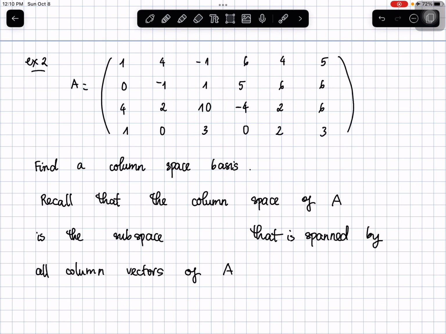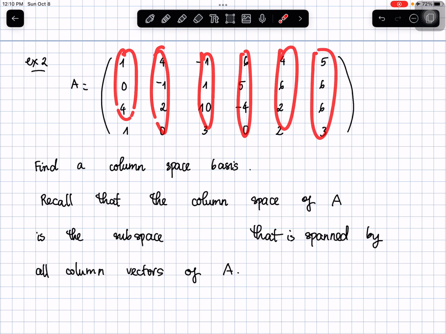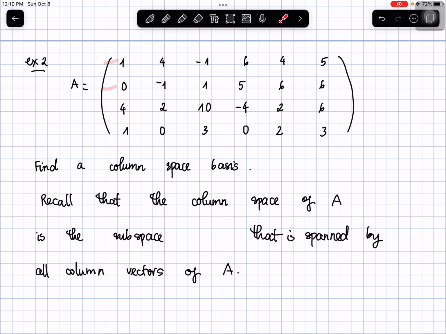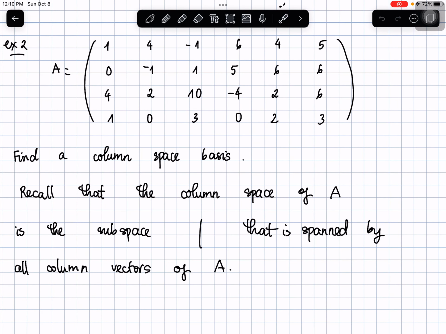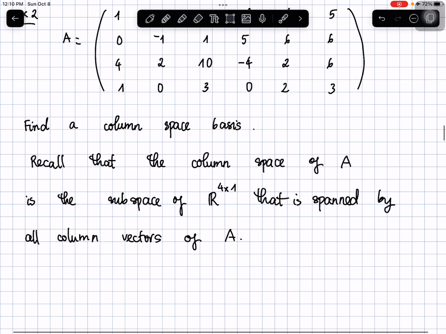So the column vectors, we have how many? 6 column vectors, right? And each vector is a column vector with 4 entries, right? So they are only in R4, we can write R4, or 4 rows 1 column. It is a subspace of R4 that is spanned by all column vectors of A.